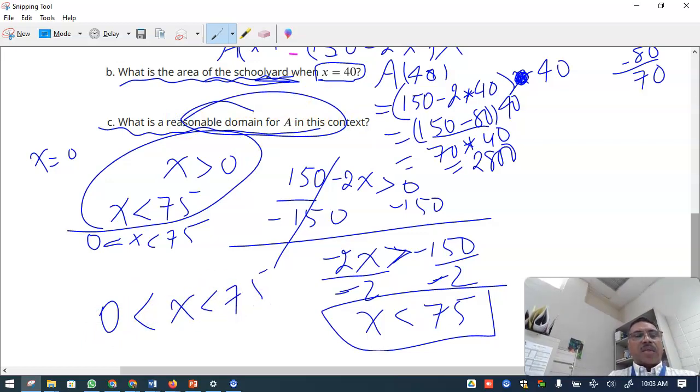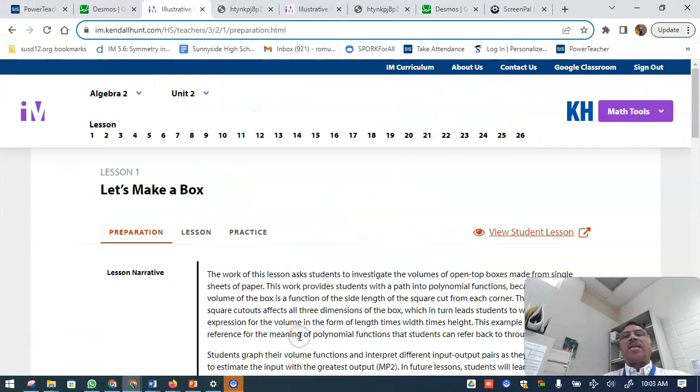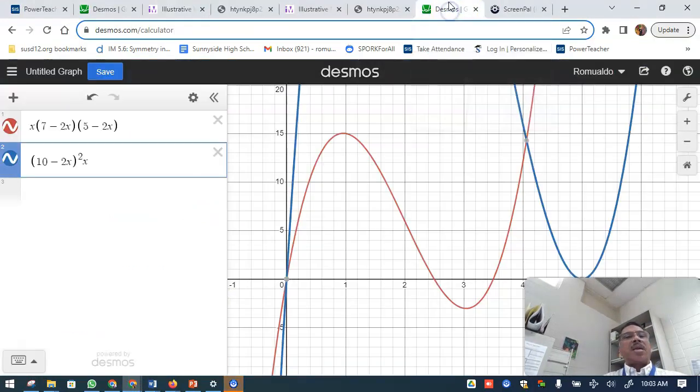And also we can check with Desmos here. So you click here.